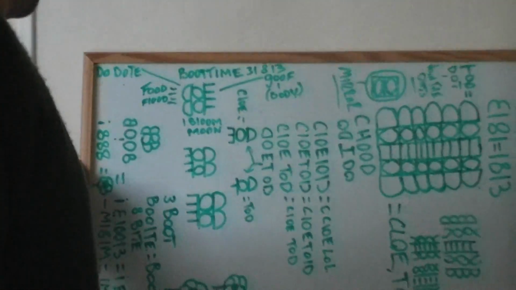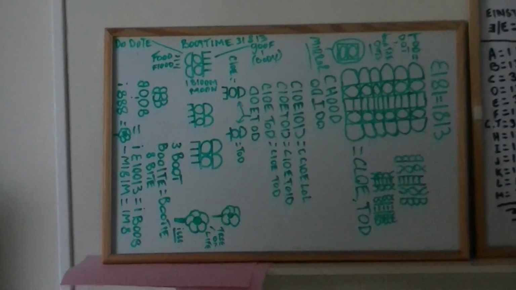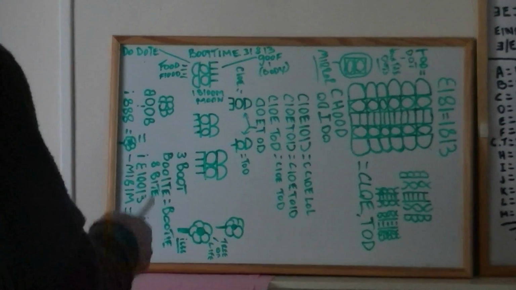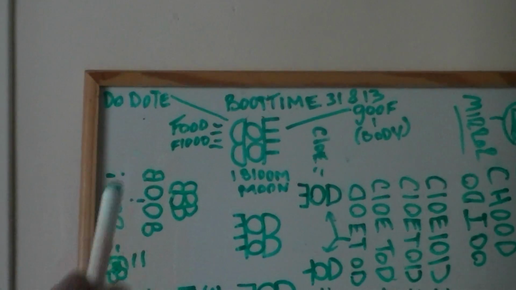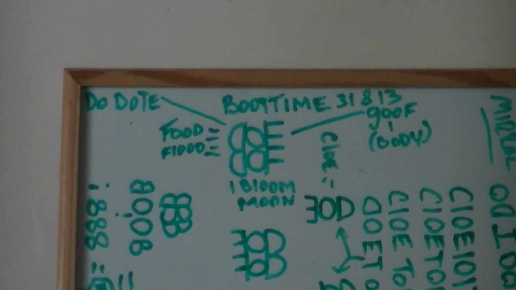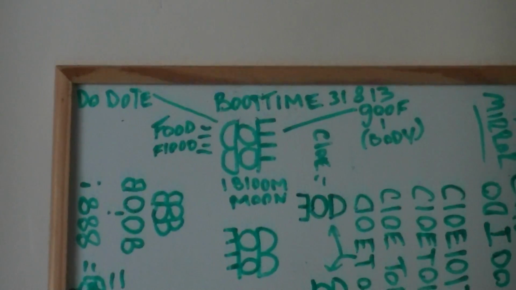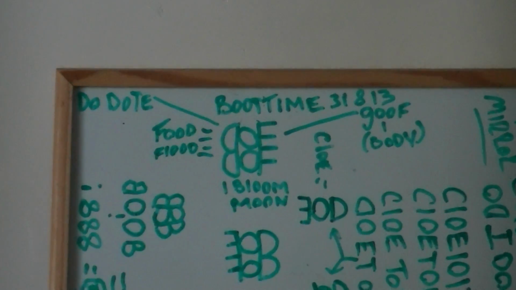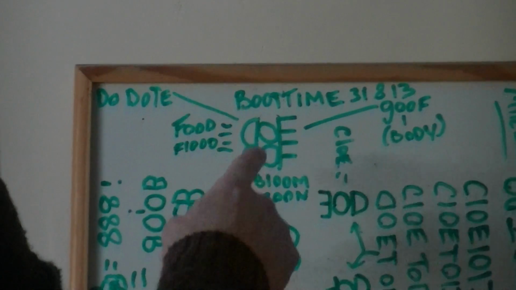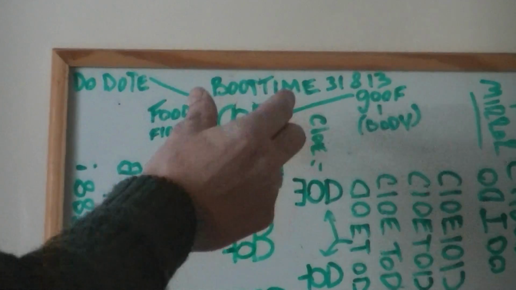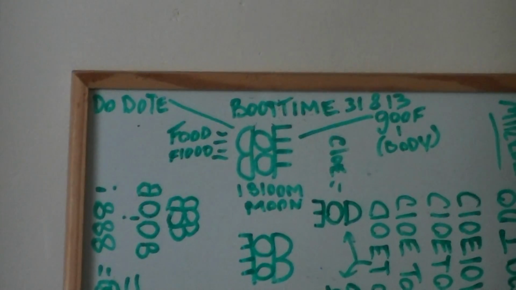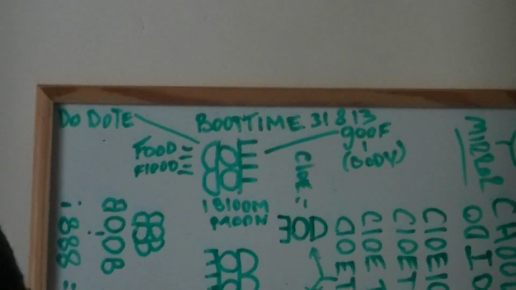Firstly, have a look up this direction. You'll find the words food, flood, blood, bloom, moon, dote, and goof. Goof means body. I don't know if you can see how I'm doing that. Let's give you an example. F-O-O-D, reflected. Food, food. It's a good example. Or boot time. It's another one.